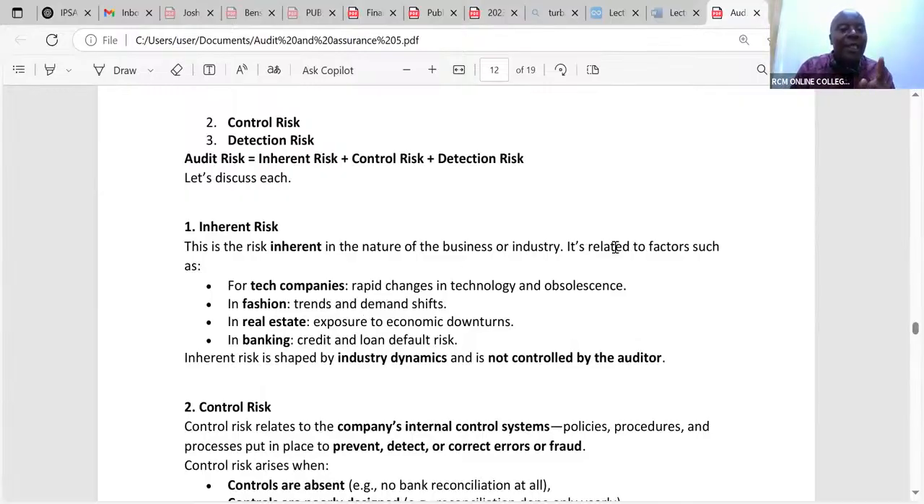It is related to factors such as, for technology companies, rapid changes in technology and obsolescence. In fashion, trends and demand shifts. So in this case you are looking at auditing a company like Mountex. If you know Mountex, the one that makes clothes based in Nanyuki. One day they have produced shirts like this, and by the way, you never told me that my shirt is very beautiful, you guys.